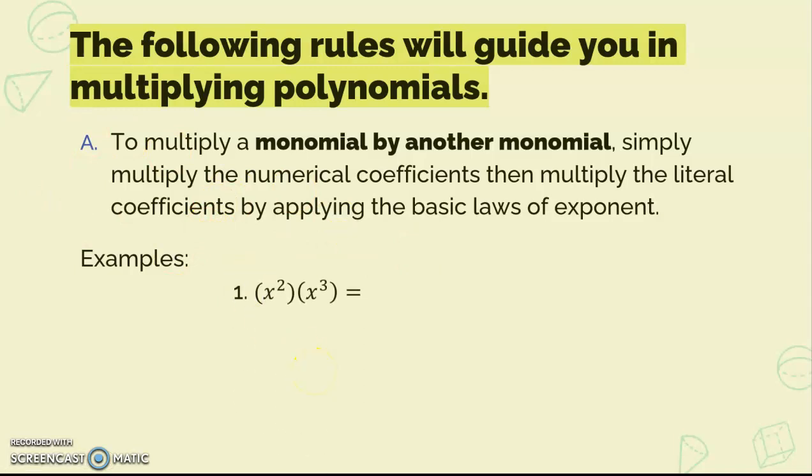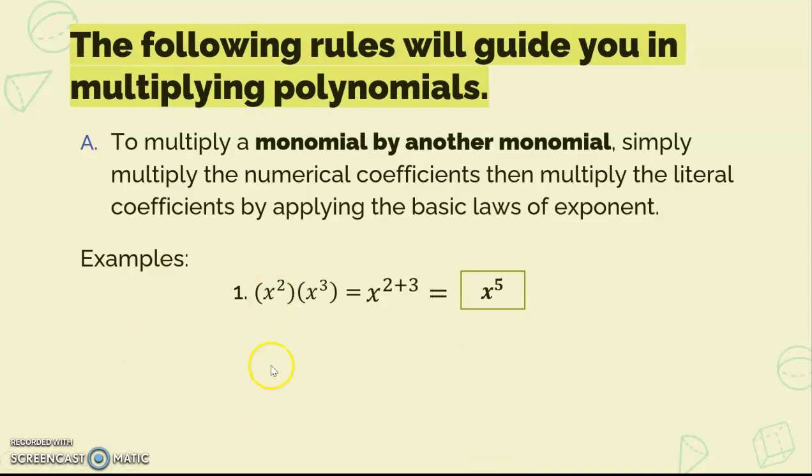So, we have number 1, x squared times x cubed. If you still remember last time, in the laws of exponent, what we did was simply copy the base x and then add the exponents, 2 plus 3. So we get x raised to 5, or x to the 5th.